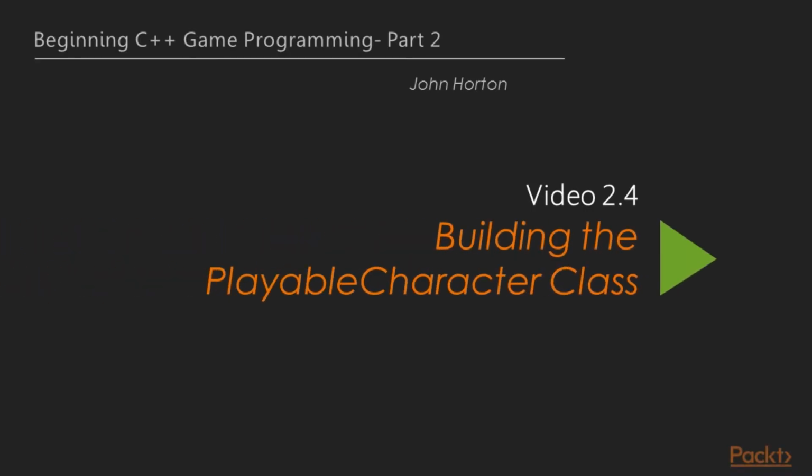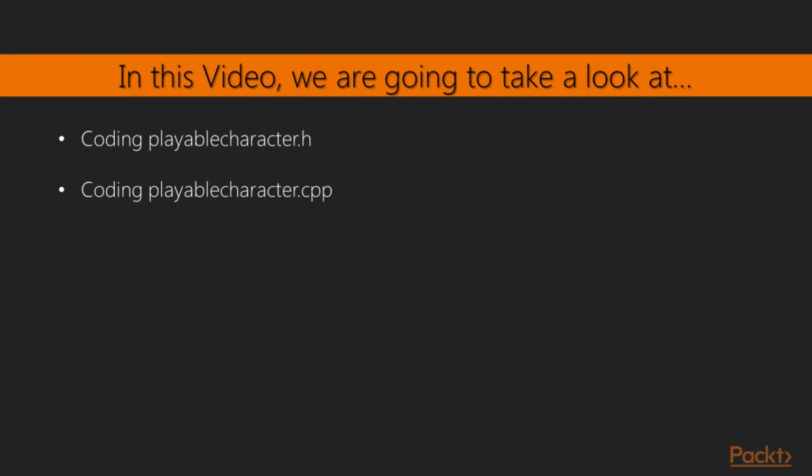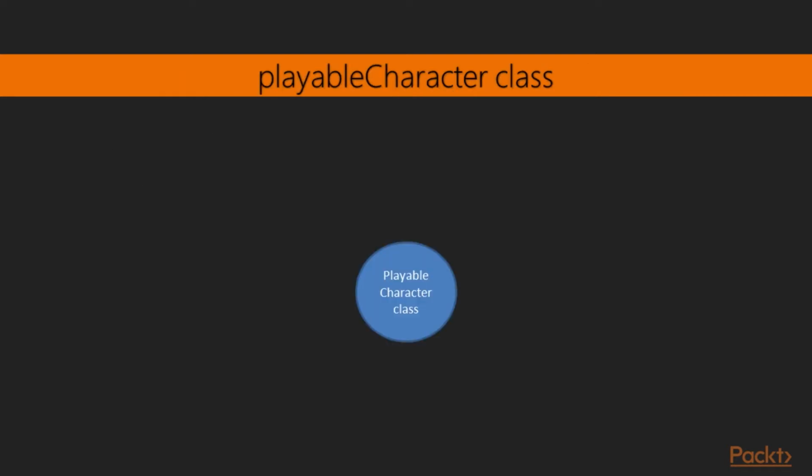Hi! Welcome to Building the Playable Character class. Previously, we looked at abstract classes, virtual and pure virtual functions. In this video, we're going to take a look at coding PlayableCharacter.h and PlayableCharacter.cpp. Now that we know the basics about inheritance, polymorphism, and pure virtual functions, let's put them to use. We will build a playable character class that has the vast majority of the functionality that any character from our game is going to need.